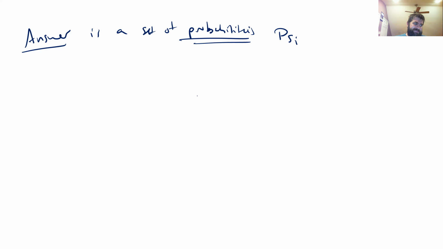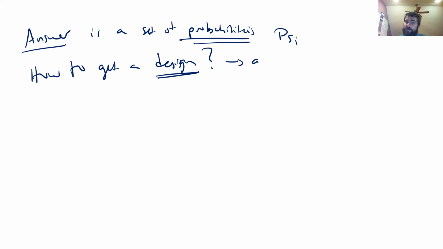What do we do with these? This isn't a design. This doesn't actually answer a design problem. How do we go from this to a design? What does a design require? A design requires a single amino acid choice at each position.